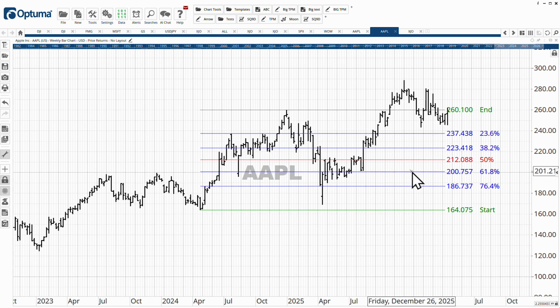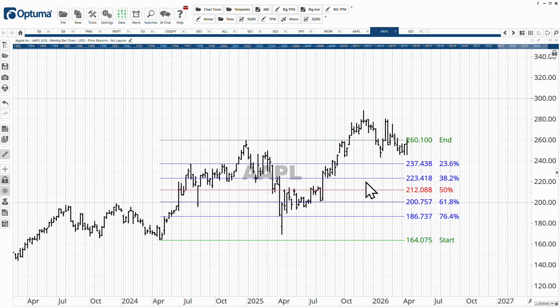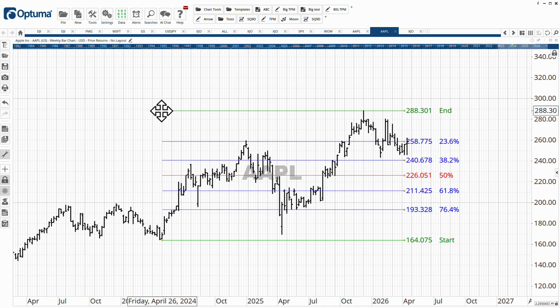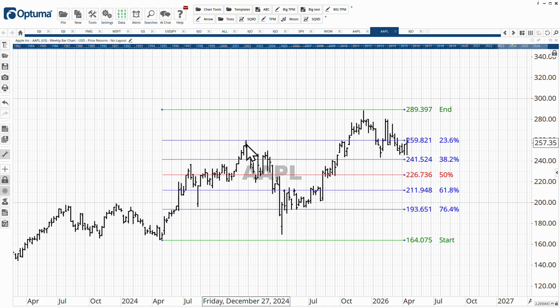So what we're going to do is just simply rescale this chart. If we now take this tool, you can see that we can just move this up here, and we can just run this to where this was the previous top, and now we've just moved the scale up. I'll do that again for you.